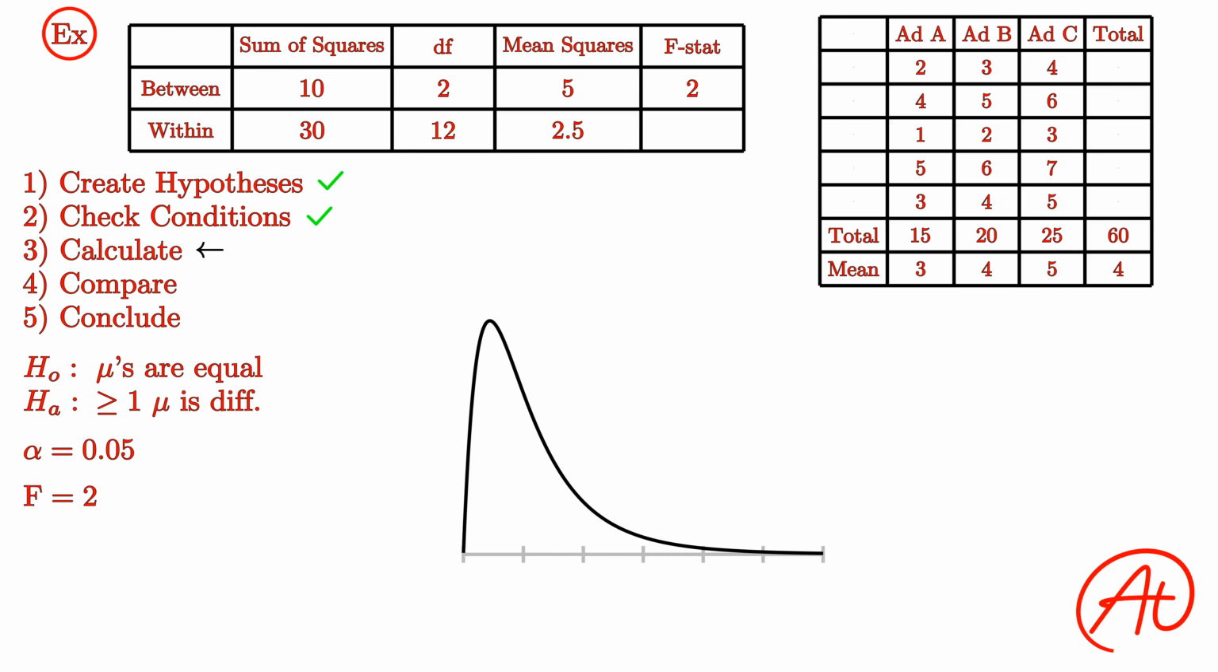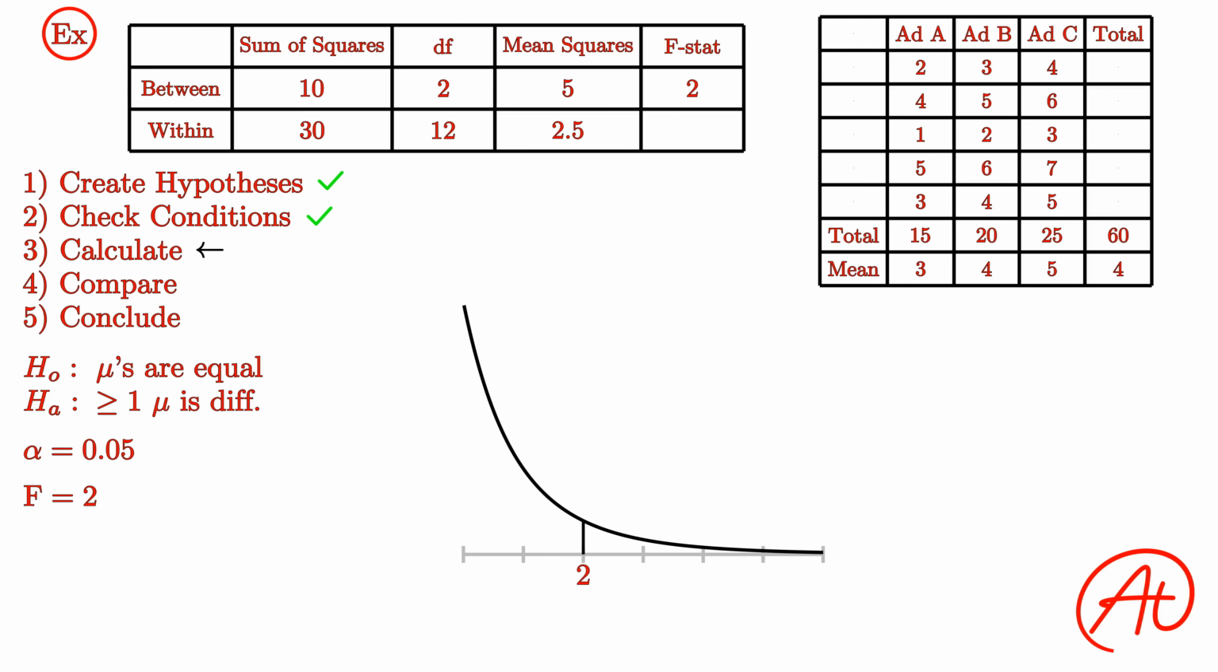But for these examples, we actually have 2 values for the degrees of freedom. So for our degrees of freedom between of 2 and degrees of freedom within of 12, the F distribution for our problem is going to look more like this. Now when we calculated the F statistic for our problem, we found that to be 2, which is about here in the distribution.